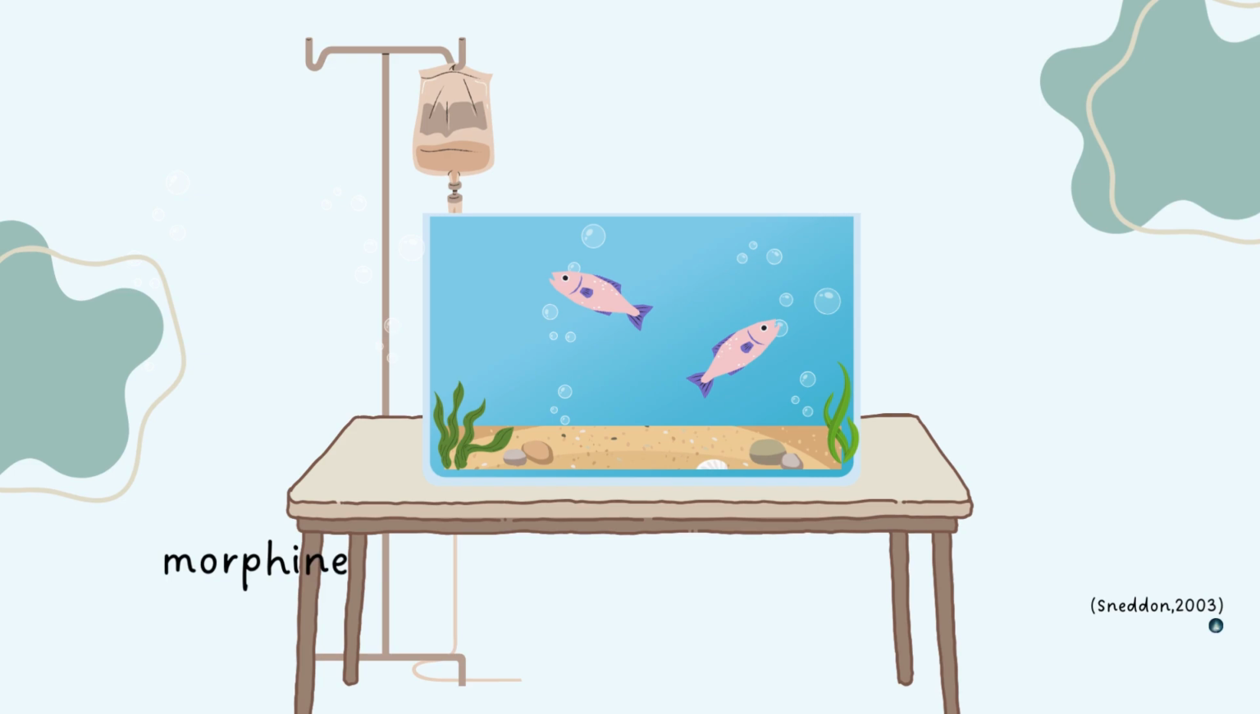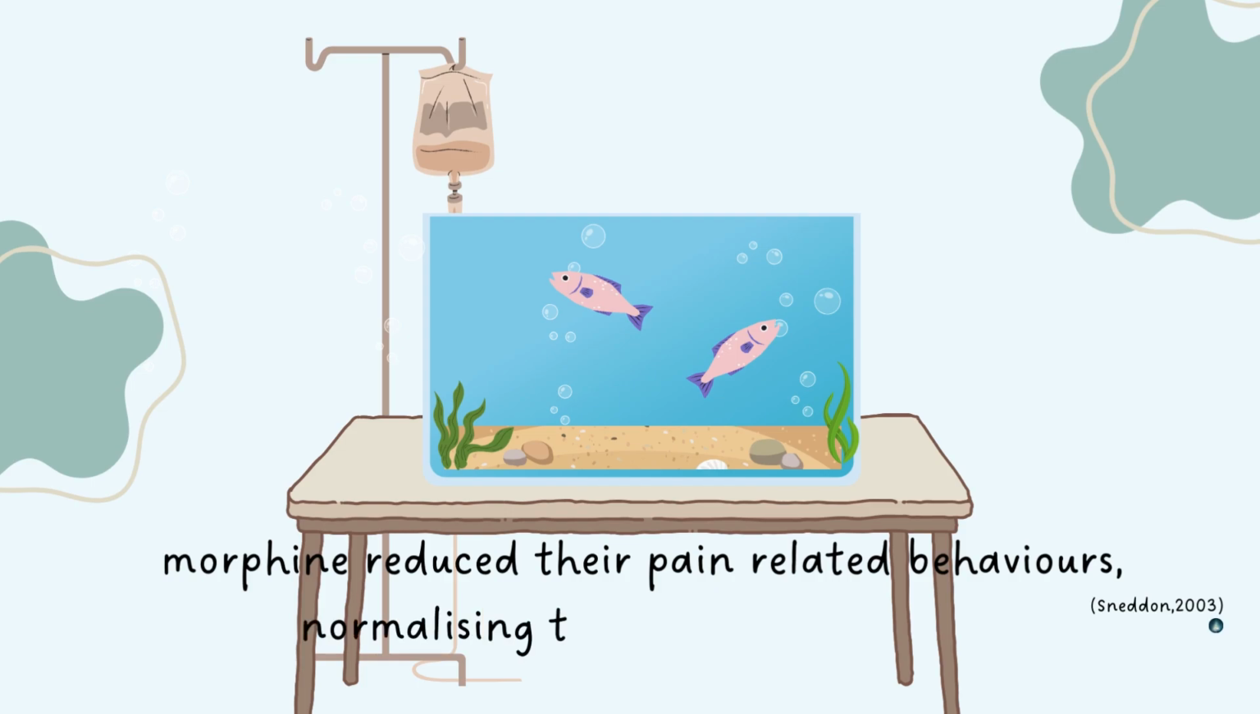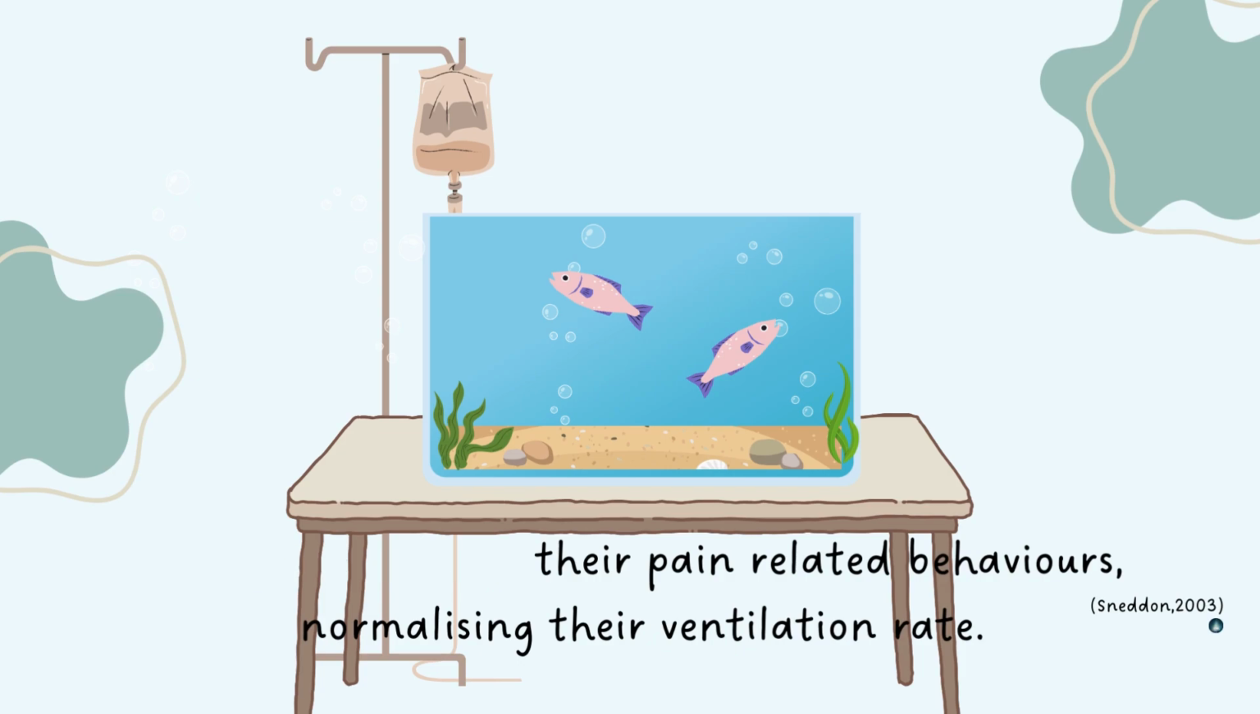The effects of morphine on the affected fish were also investigated, and giving morphine reduced their pain-related behaviours, normalising their ventilation rate. Thus, it's not silly to conclude that these pain-related behaviours are not simple reflexes and rainbow trout do in fact feel pain.